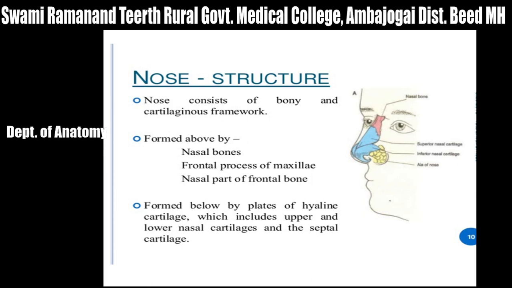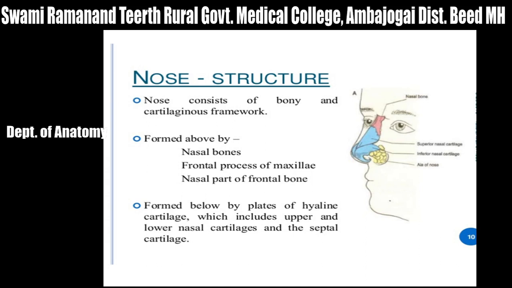And how is it formed? It is formed by the nasal bones, then the frontal process of maxilla, then the nasal part of the frontal bone. It is formed below by the plates of hyaline cartilage, which include the upper and lower nasal cartilage and septal cartilage. Means it is having bony part as well as cartilaginous part.